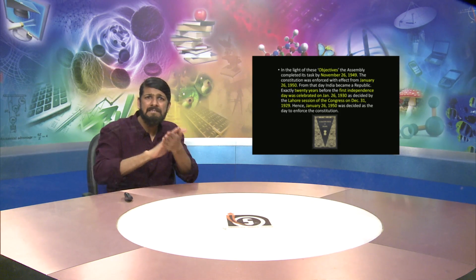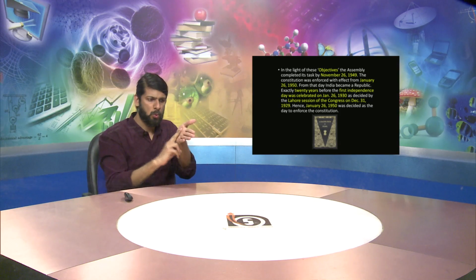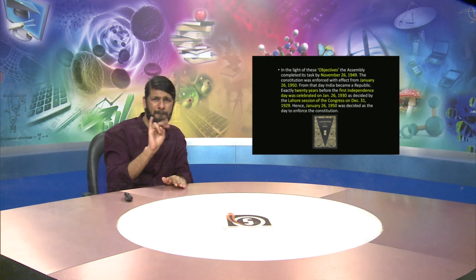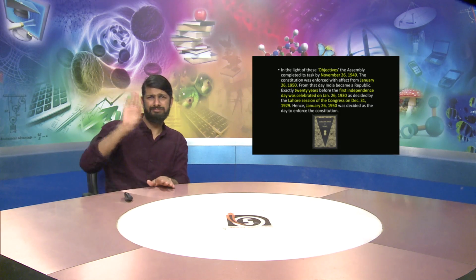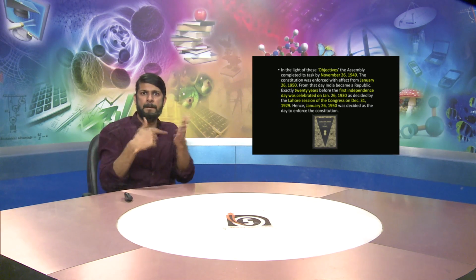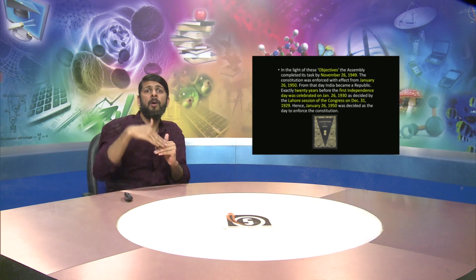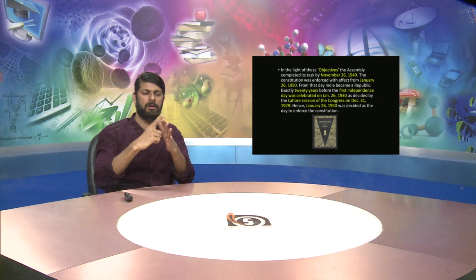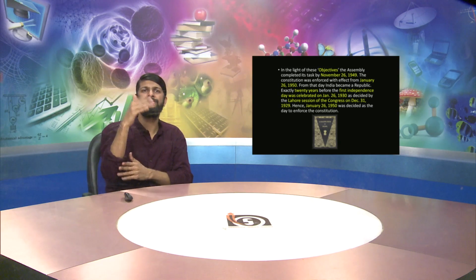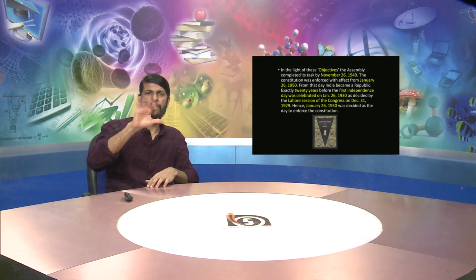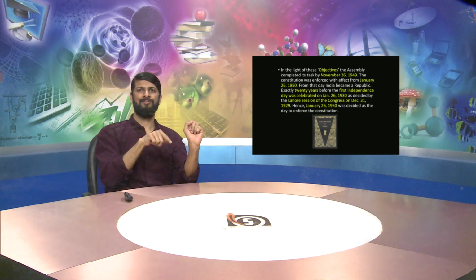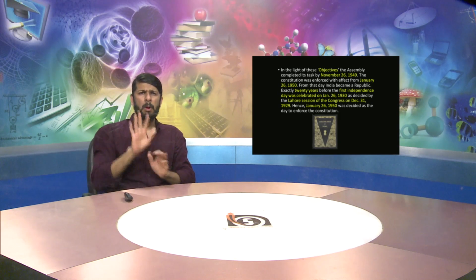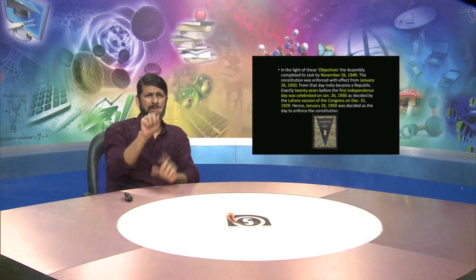In the light of the objectives, the Assembly completed its task by November 26, 1949. The Constitution was enforced with effect from January 1950. From that day, India became a republic.